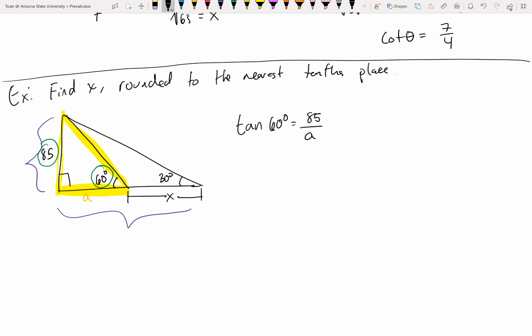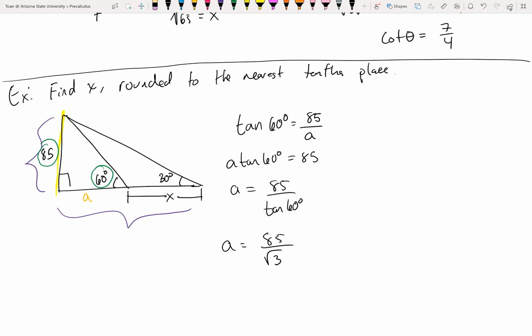So let's multiply both sides by A. Divide both sides by tangent of 60. And because 60 is a special angle, me being a good math student, I know that tangent of 60 is, what's that one, is radical 3. So great, I've solved for A now, but again, A is not what I'm looking for. I'm looking for X.